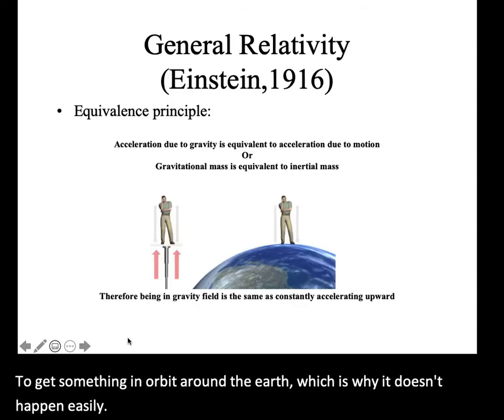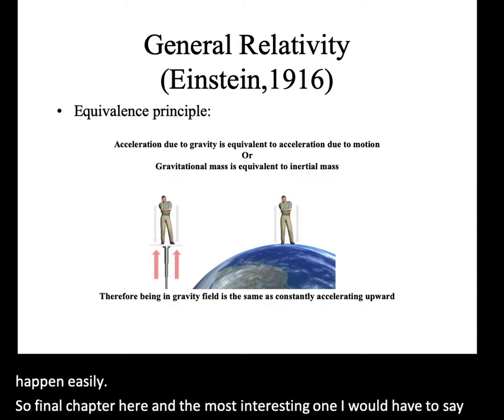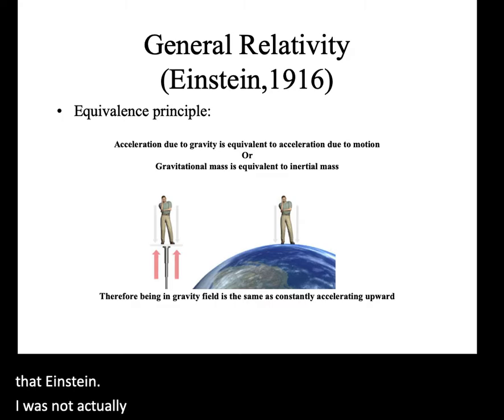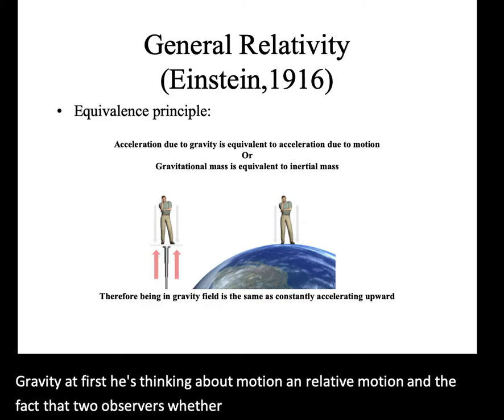Okay, so the final chapter here, and the most interesting one I would have to say, is that Einstein is not actually explicitly thinking about gravity at first. He's thinking about motion and relative motion, and whether two observers would agree or disagree when they're looking at a motion.